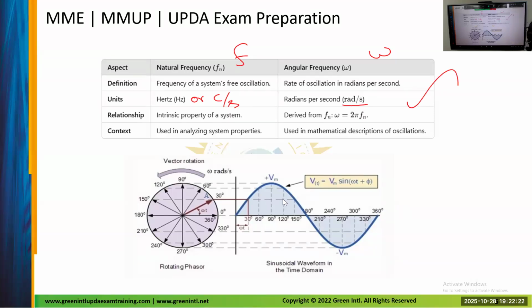Mostly the term omega we use in control systems. The term f is usually used in circuit theory. So usually in circuit theory we use the word f, and in control systems we use the word omega.